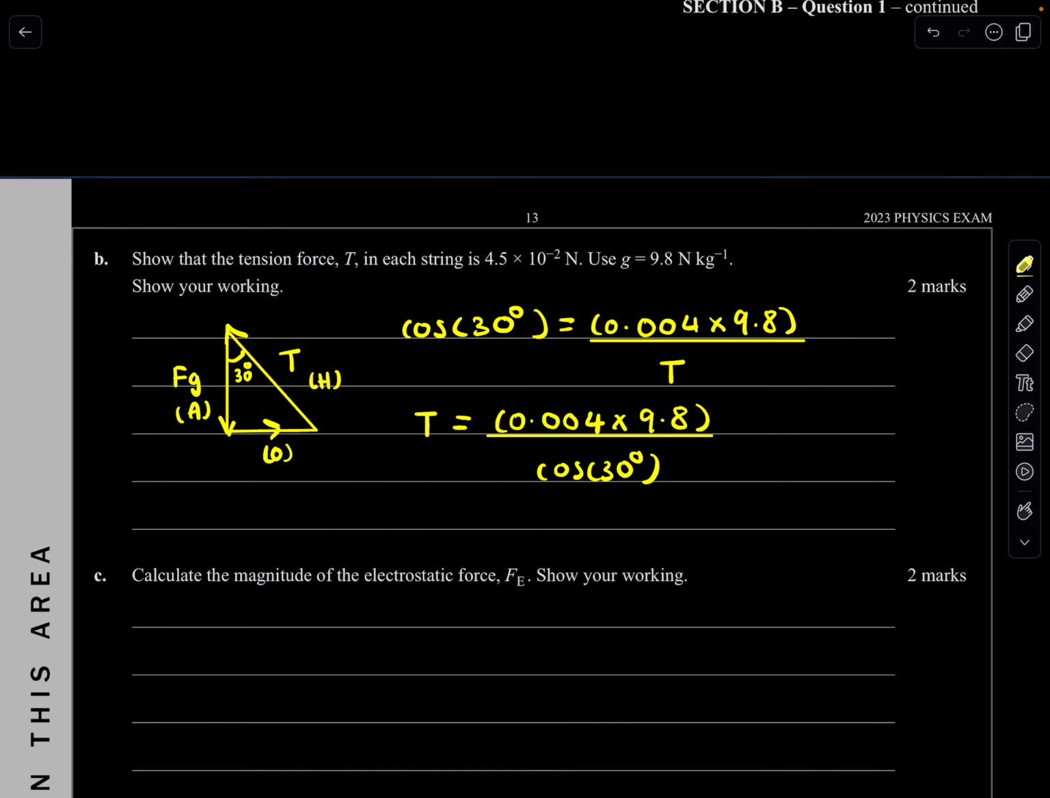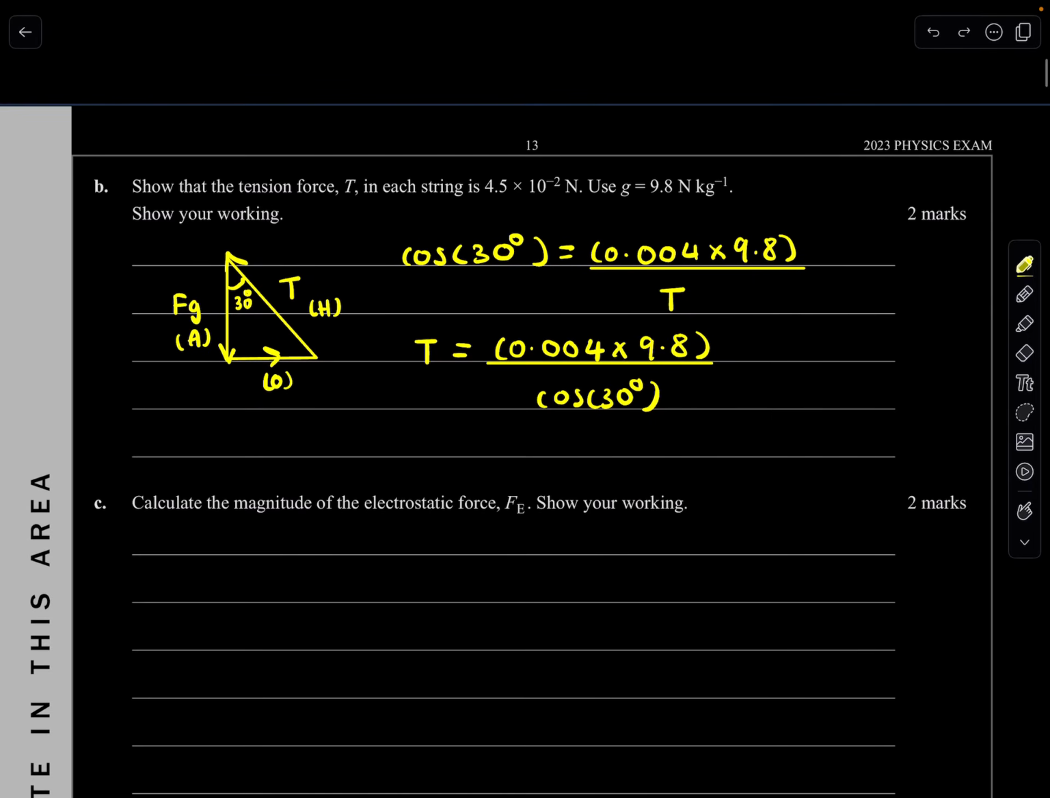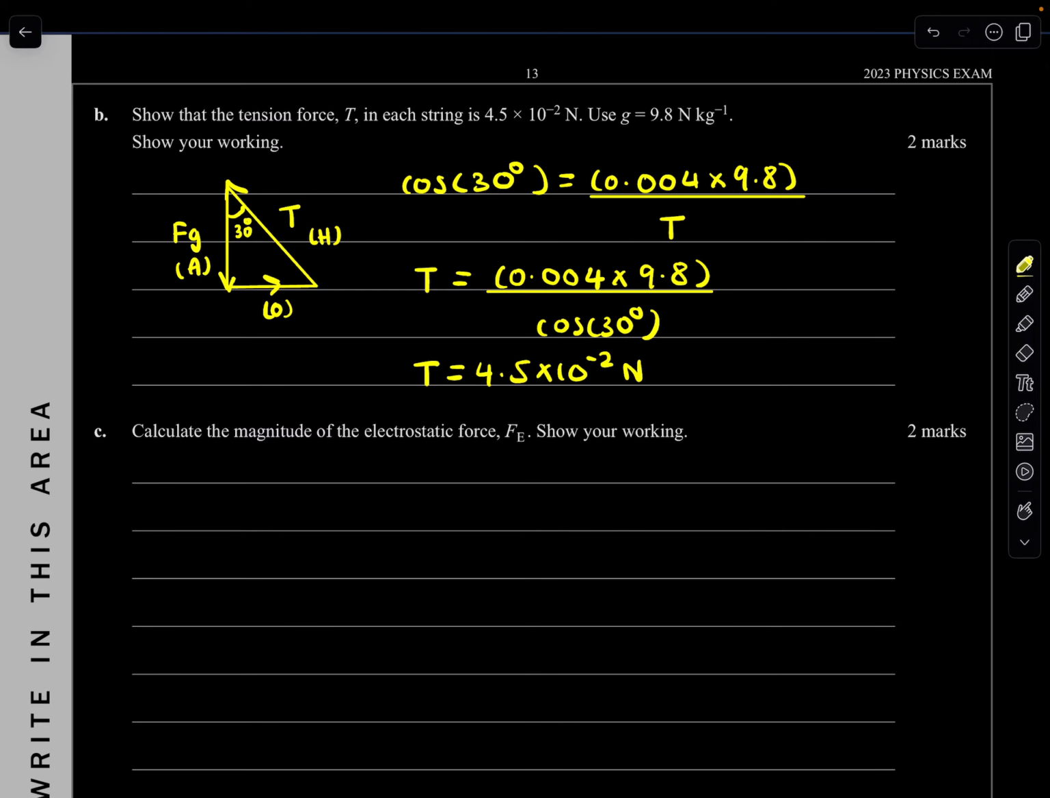Alright, so that's going to give me 0.045, which is basically this over here. So my tension, hence, is 4.5 times 10 to the negative 2 newtons. Done. Calculate the magnitude of the electrostatic force Fe.